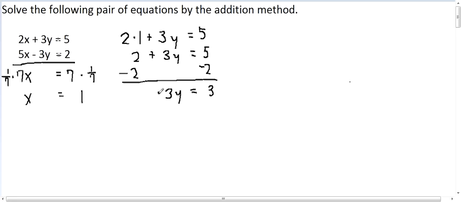Then we can multiply both sides of the equation by 1/3 to get rid of the 3. 1/3 multiplied by 3 is 1, and 1 times y is y. And 3 times 1/3 is equal to 1. So the common solution to both of these equations is x equals 1 and y is equal to 1.